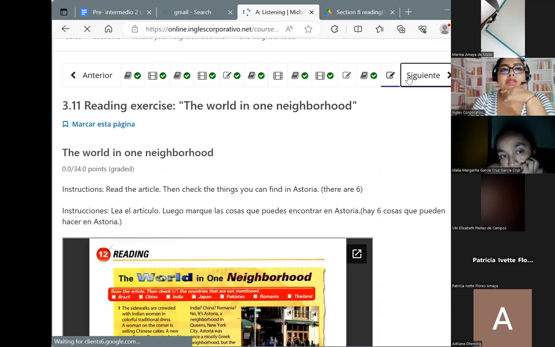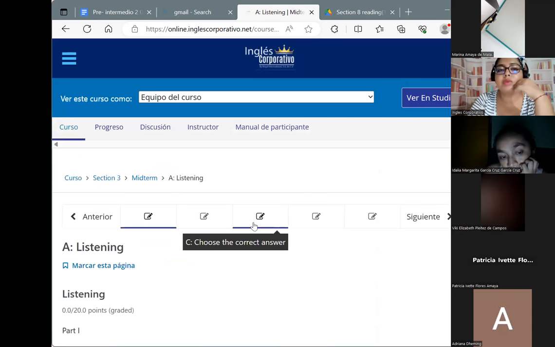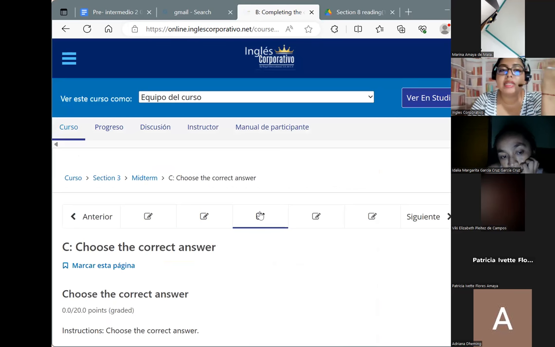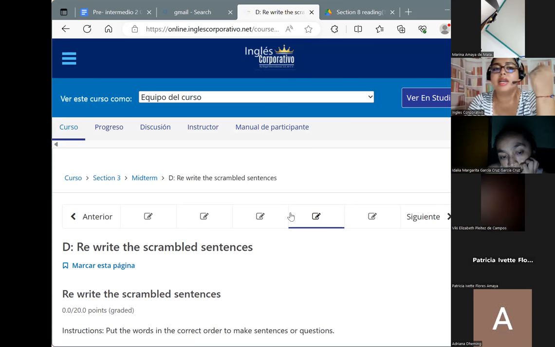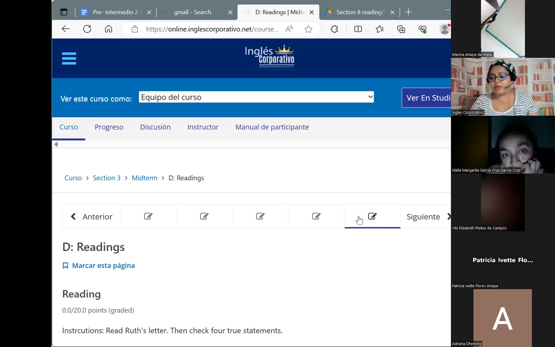And you have just some parts. In this case, you have just five. The first one is a listening. The second one is a conversation. The third one is the correct answer. The number four is rewrite the scrambled sentences. And the last one is a reading. So in this case, I know that many of you have completed this part. And also I know that there are some of you that maybe have completed the course, and that's perfect. You are doing a great job.